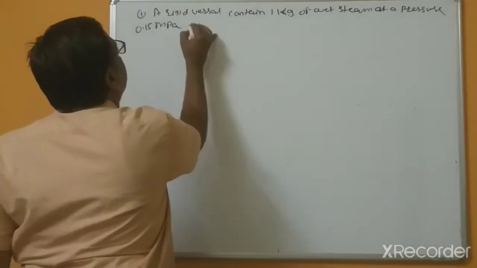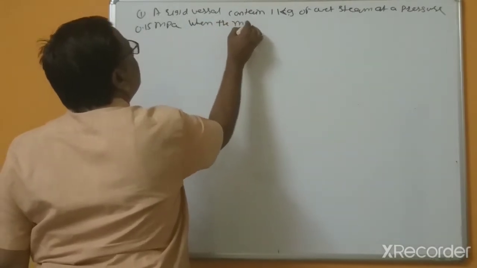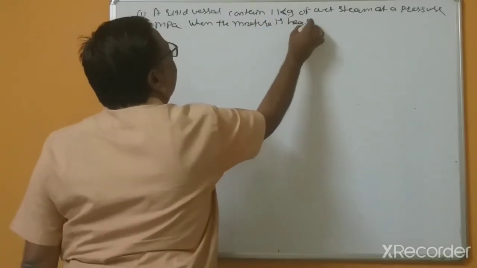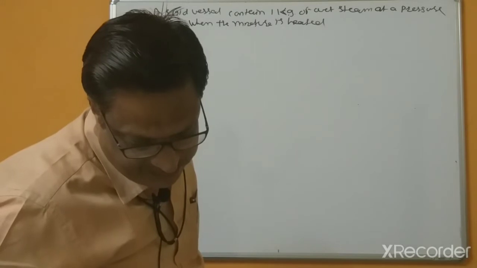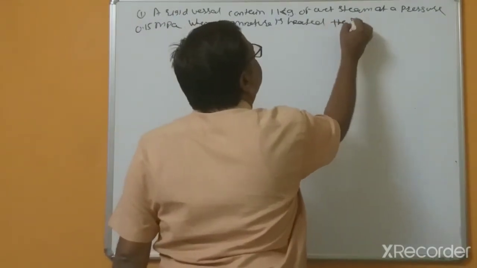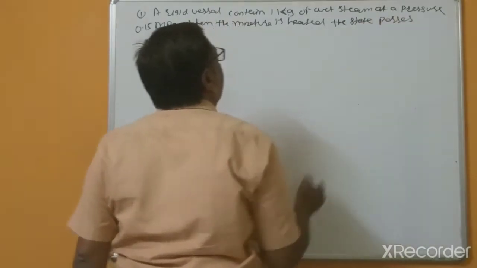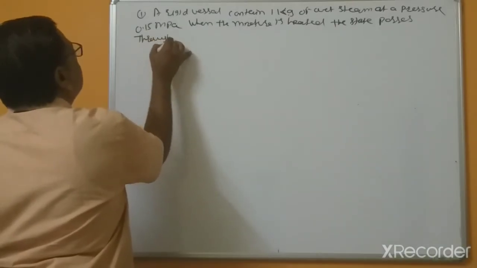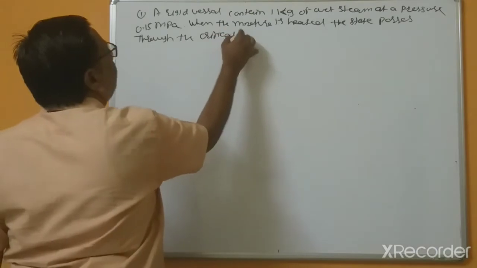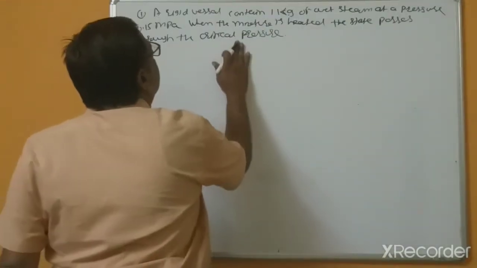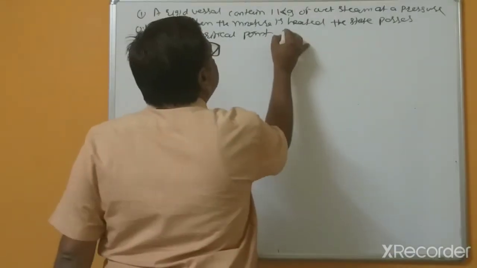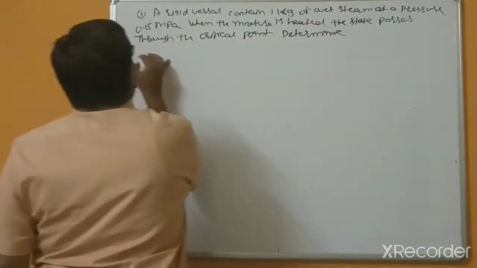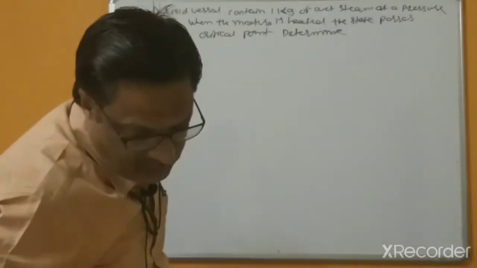When the mixture is heated, the state passes through up to the critical pressure, where heat is supplied, the critical point. This means critical pressure or critical temperature. Determine the volume of the vessel.